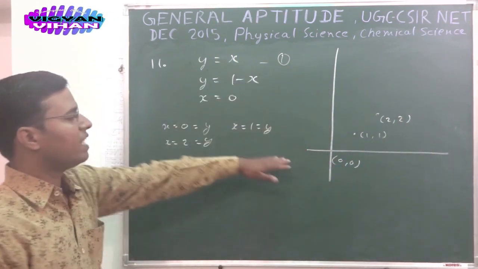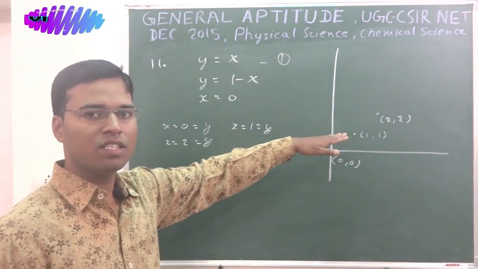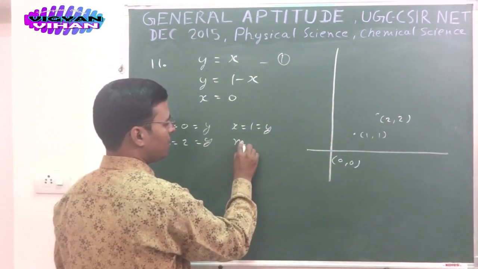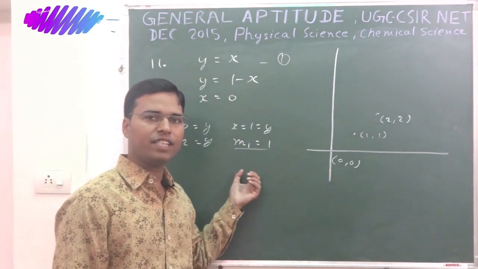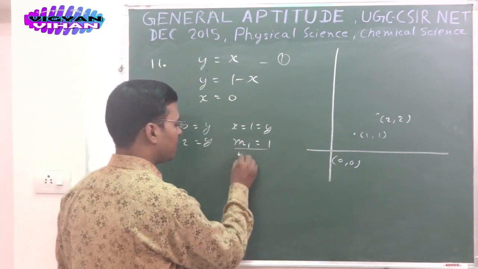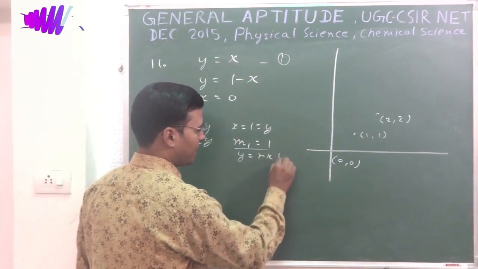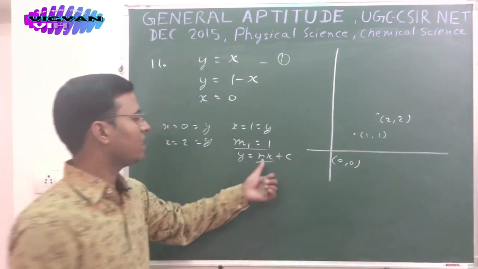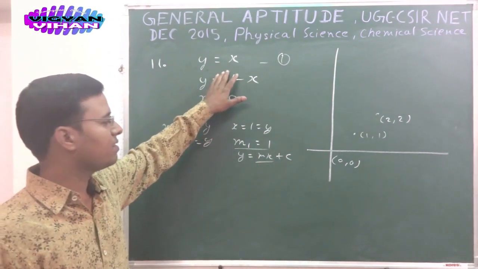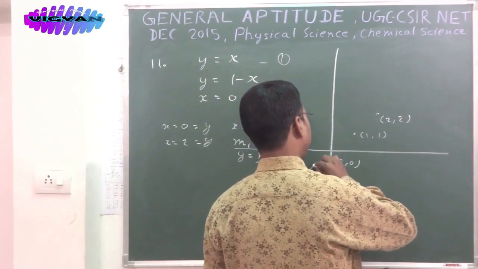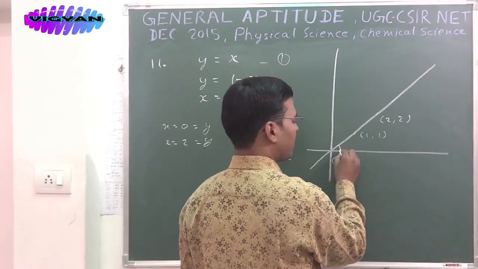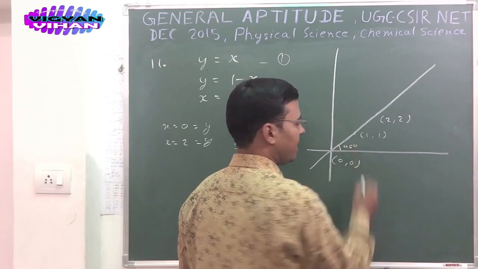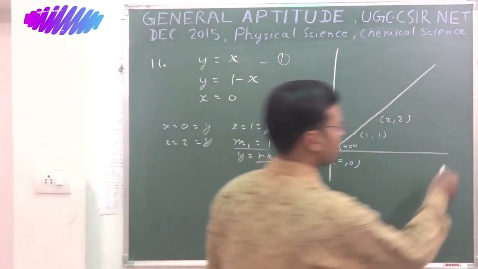that. This line has its slope m1 equal to 1 because the standard equation of a straight line is y is equal to mx plus c. In this equation, the m value is 1 here. So, the straight line from the first equation can be drawn like this. It makes a 45-degree angle with the positive x-axis.